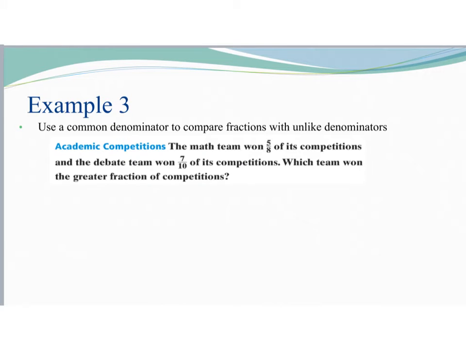So for example 3, it says to use a common denominator to compare fractions with unlike denominators. Here we're given the problem. It says the math team won 5/8 of its competitions, and the debate team won 7/10 of its competitions. Which team won the greater fraction of competitions? So I am going to be looking at 7/10 and 5/8. So I need to get a common denominator.